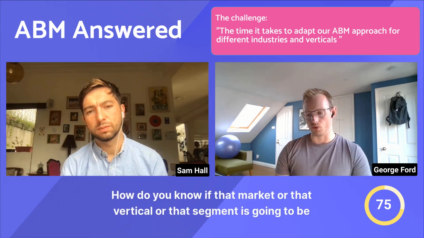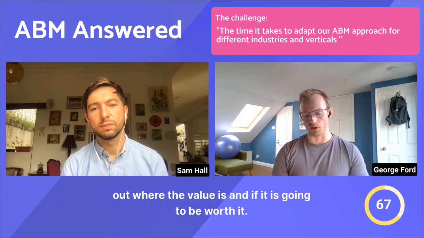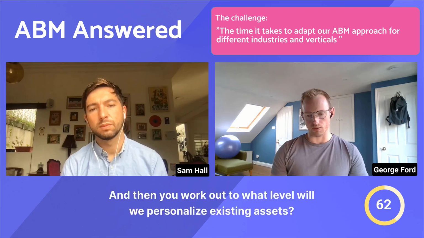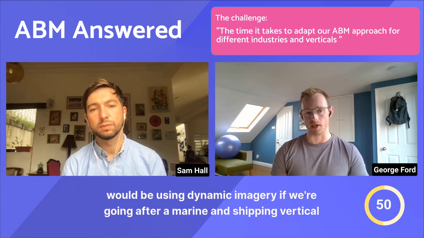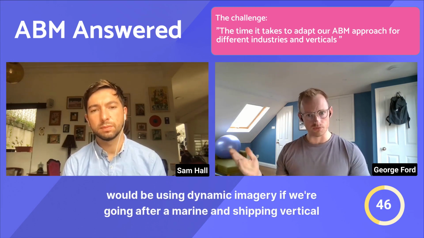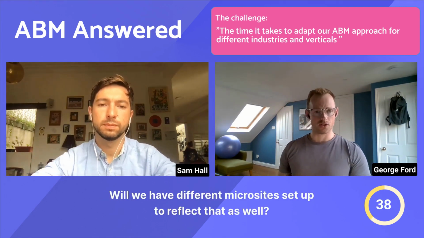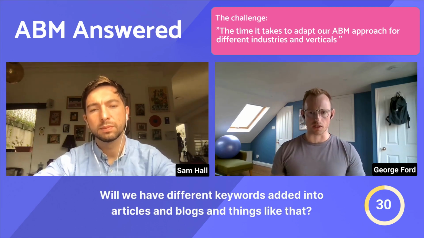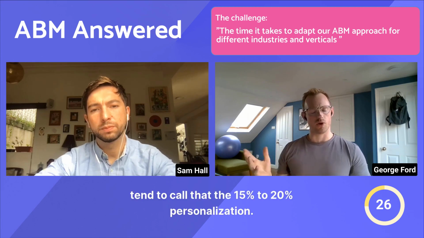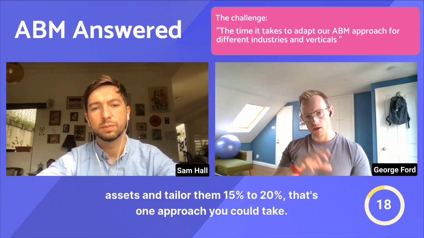How do you know if that market or that vertical or that segment is going to be worth it? So you need to do the standardized marketing operation beforehand and work out where the value is and if it's going to be worth it. And then you work out to what level will we personalize existing assets? If it was just lifting one campaign to the other, will we be using dynamic imagery if we're going after marine and shipping vertical versus the transportation logistics vertical, but are the messages going to remain very similar? Will we have different microsites set up to reflect that as well? Will we have different keywords added into articles and blogs and things like that? I would tend to call that the like 15 to 20% personalization. So if you are going after a segment where it makes sense to lift a lot of existing assets and tailor them 15 to 20%, that's one approach you could take.